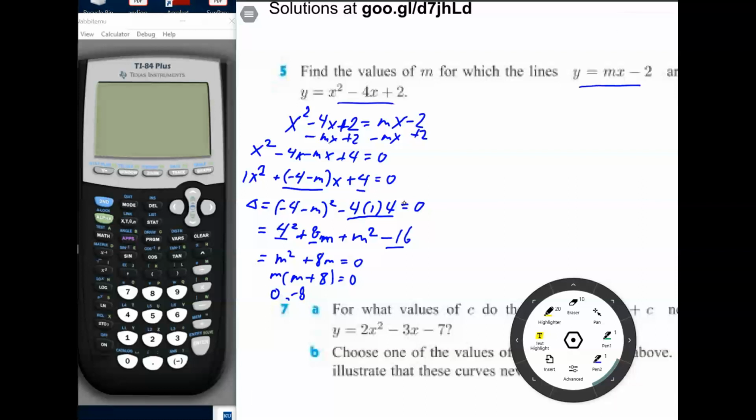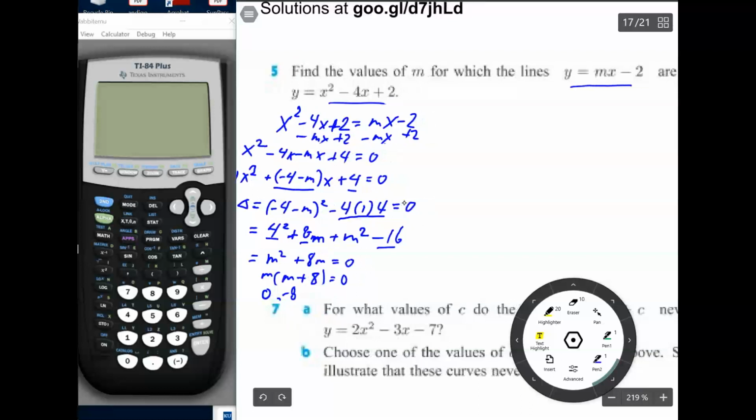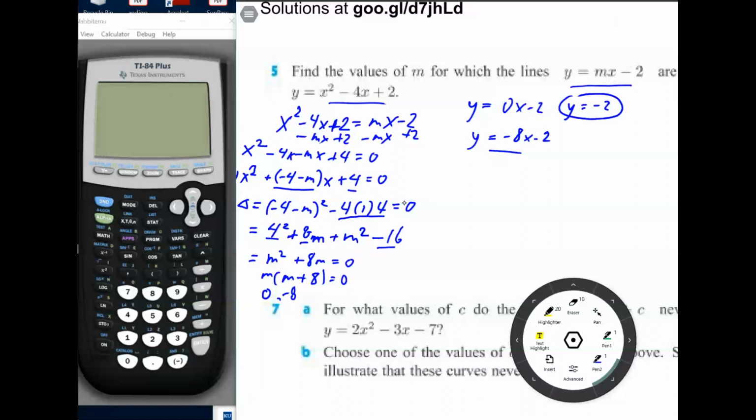Okay? So those two tangent line equations would be 0x minus 2, so y equals negative 2. That's actually a horizontal line. And the other possibility is y equals negative 8x minus 2. Okay? So let's graph these just to see what they look like.